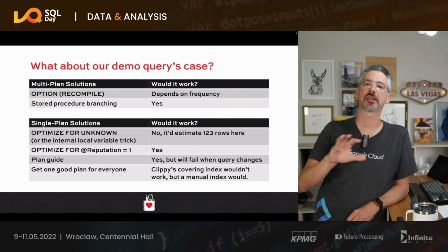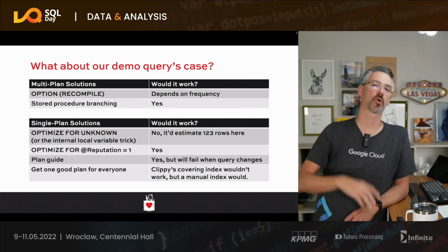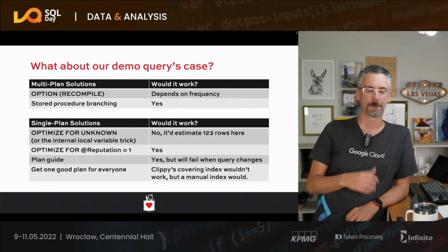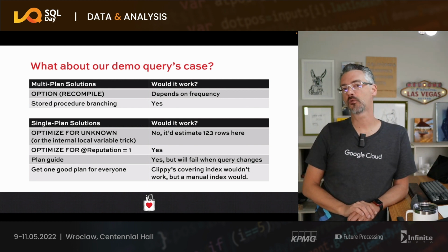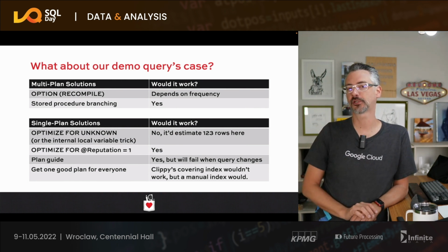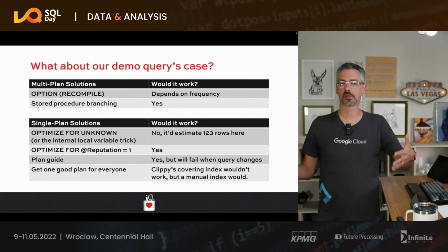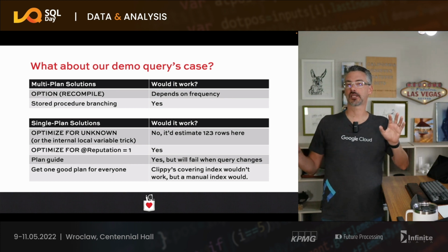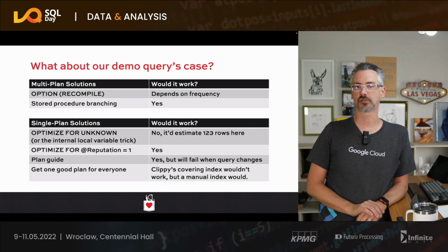I can say it's because I had to hint the query so that it just always does a scan to avoid parameter sniffing problems. A plan guide would work as long as I can pick one query plan that works well for everybody, which is exactly the same as option optimize for 1. I would optimize for the table scan plan. I wouldn't optimize for the index seek plus key lookup plan because of the problems that happen when that thing runs for reputation equals 1. And then finally, get one good execution plan for everyone.